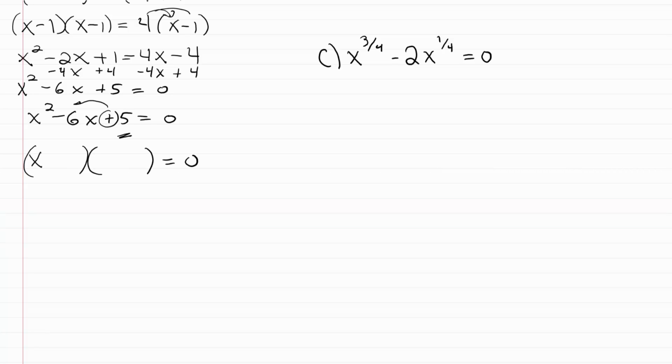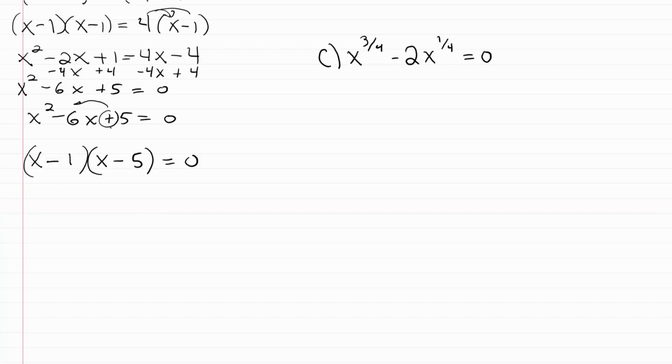So it'll be x and x. Remember, if it's a positive on the right, it's 2 of whatever sign is on the left. In this case, it'll be 2 negatives. And when you're looking for factors of 5 that add to 6, I think 1 and 5 will do that, right? And so that's the proper factoring of the equation.